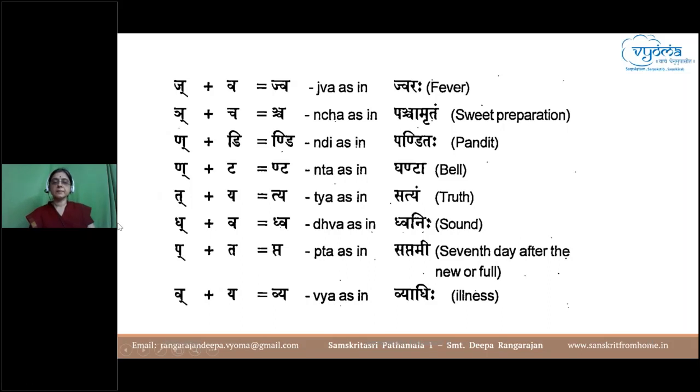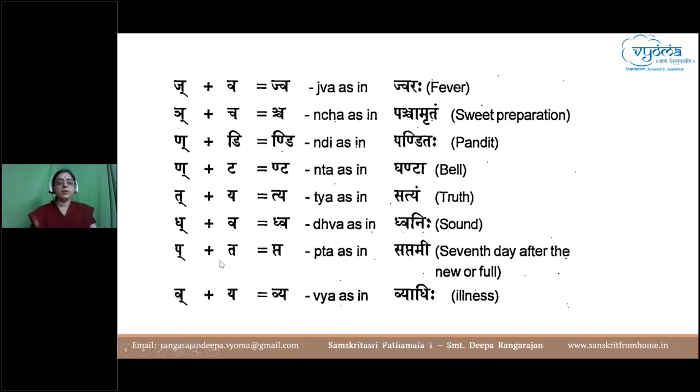Yes. Na plus da, as in panditaha, pandit. Yes. Na plus ta, ghanta, bell. Very good. Ta plus ya equal to tya, as in satyam, truth. Yes. Dha plus va equal to dhva, as in dhvanihi, sound. Yes. Here again there is ikara followed by a visarga. Yeah, Dhvanihi is a masculine gender word.